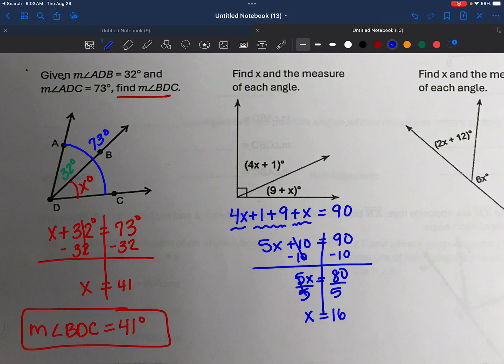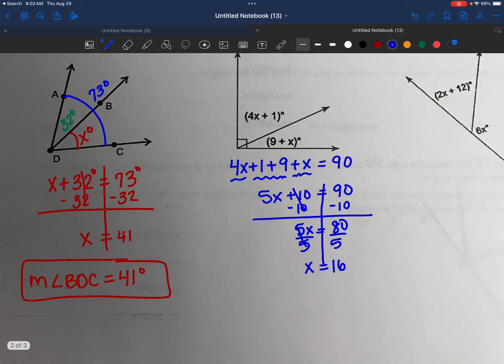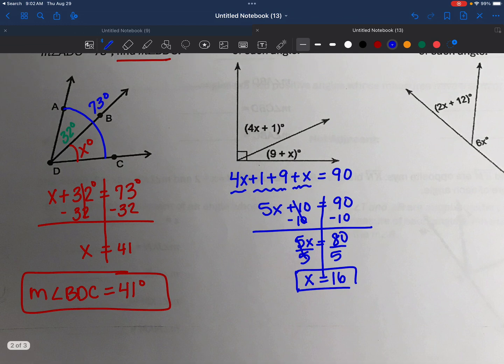16. Okay, so x is equal to 16. There's our first answer, right? What else do I have to do? Plug in. Change the x off the equation.